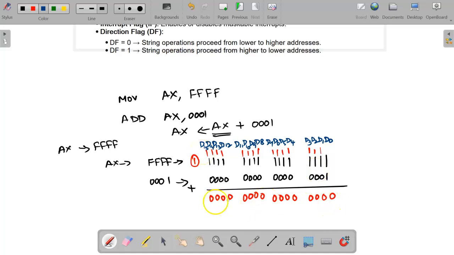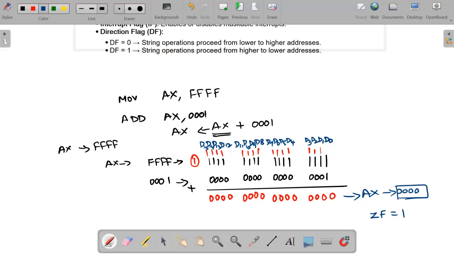So let us now check the result, right? This is your result which is stored in your AX. So we have all the values as 0. So the AX value is just 0. Whenever my result is 0, the Z flag is set to 1. Okay. Whenever the result is 0, zero flag is equal to 1.